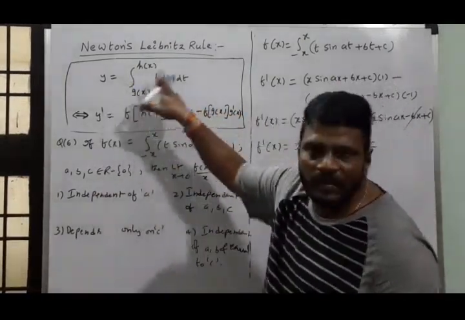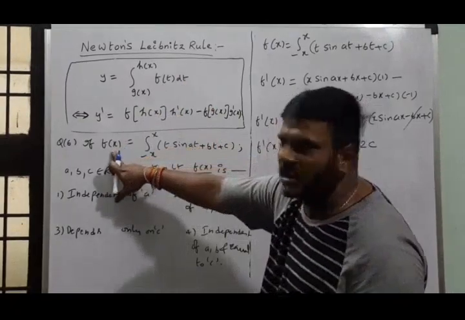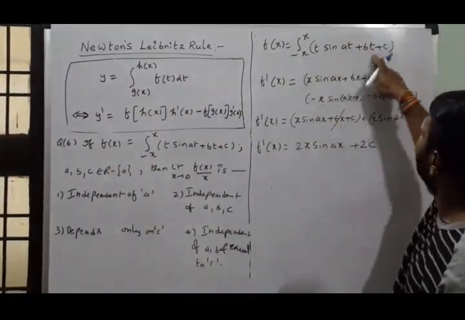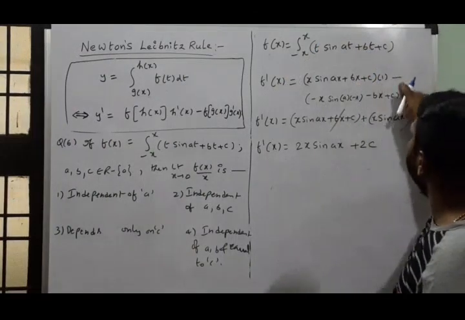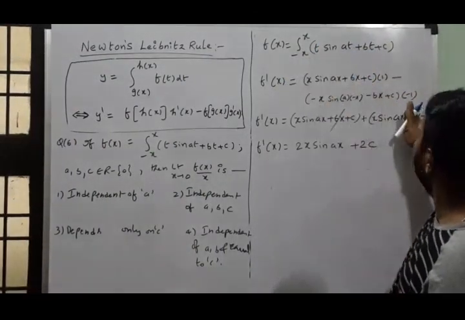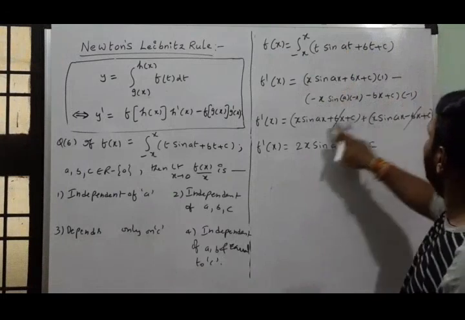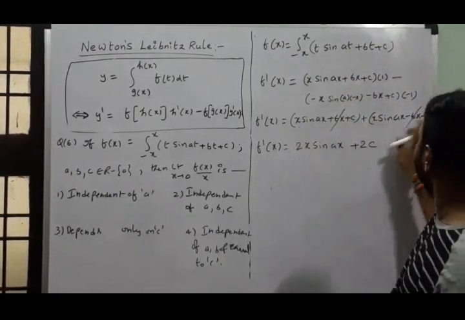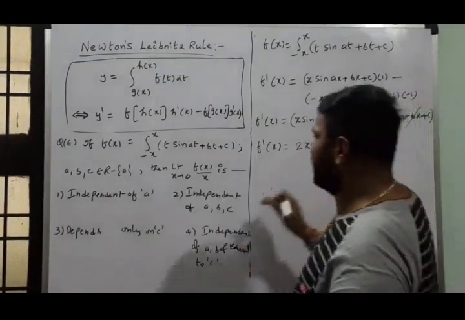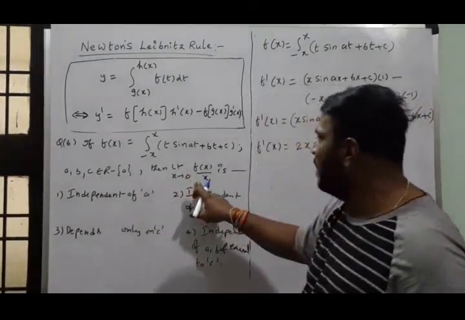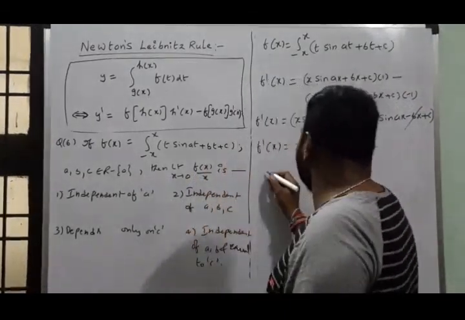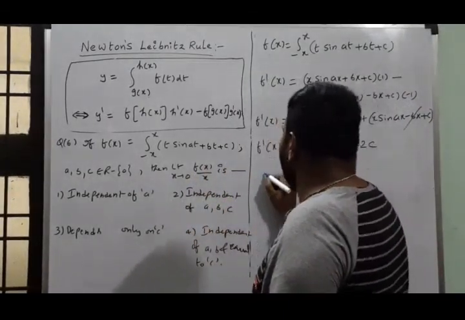By using the Newton-Leibniz rule, differentiate both sides. f dash x is equal to substitute upper limit into upper limit derivative 1 minus substitute lower limit into lower limit derivative minus 1. Now simplify, bx bx cancel, 2x sin ax plus 2c. This is f dash x. Now you have to find limit x tends to 0 of f of x by x.